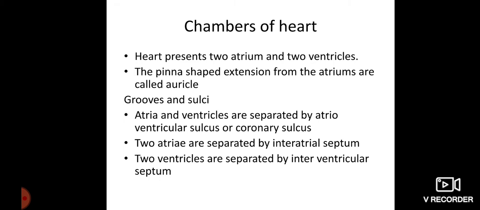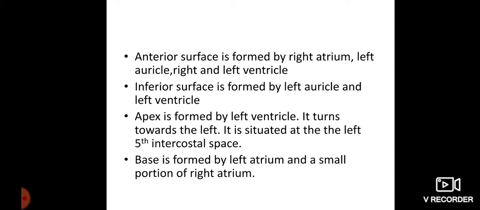So anyway, two similar chambers are completely separated by septum. But two dissimilar chambers like atrium and ventricle are separated not by the septum but by the sulcus. Atrioventricular sulcuses are otherwise called coronary sulcus. So atrioventricular sulcus are present on the right side and left side of the anterior aspect, right side, left side of the posterior aspect. But interatrial and interventricular septum are present in the anterior as well as posterior surface.